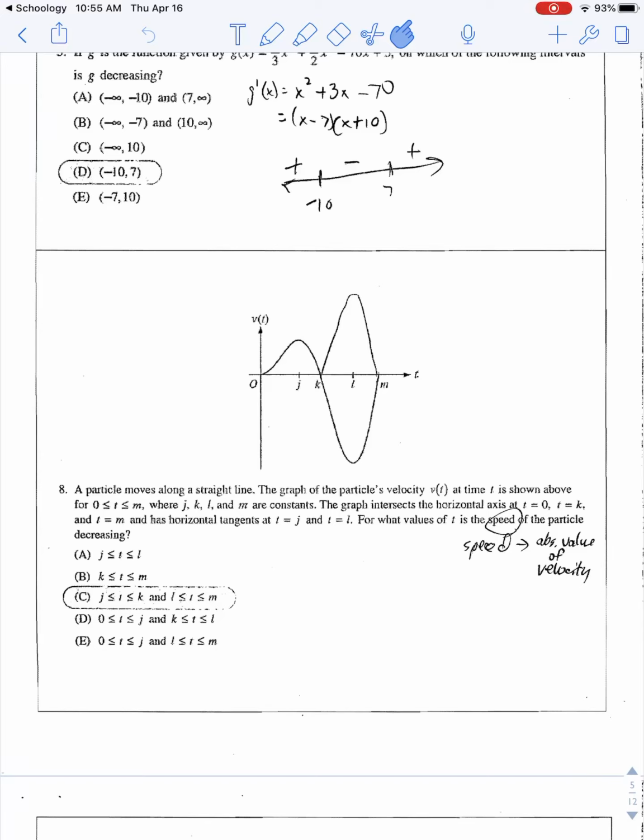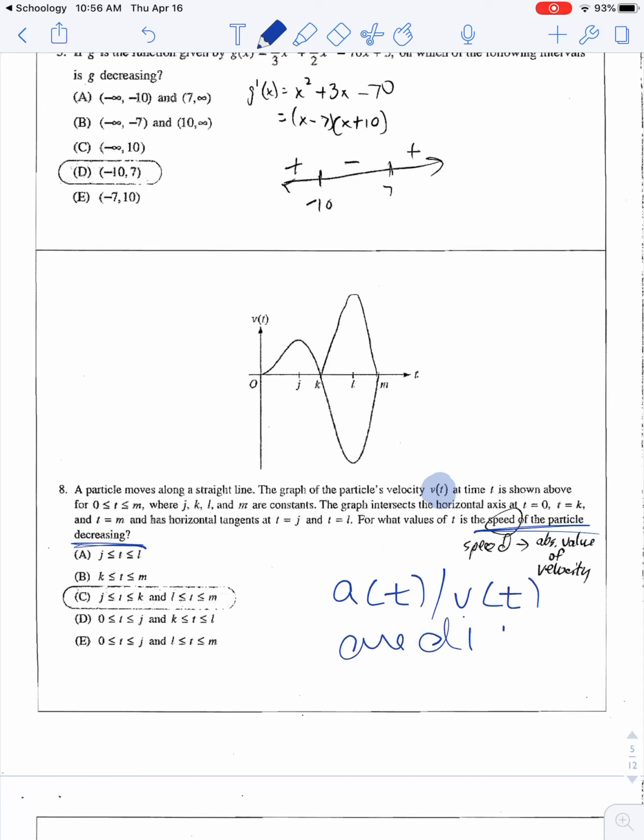When doing number 8 here, remember when it says, is the speed of the particle increasing or decreasing? You're looking at both acceleration and velocity. So this is the graph of velocity. So I want to know if the speed is decreasing, that means acceleration and velocity are different signs.